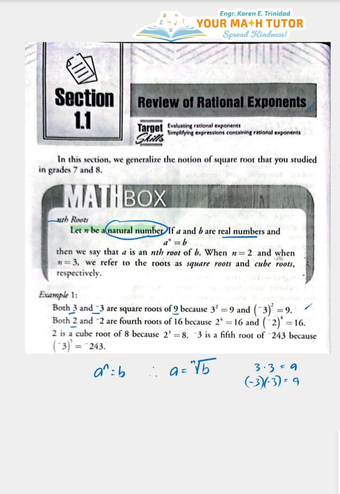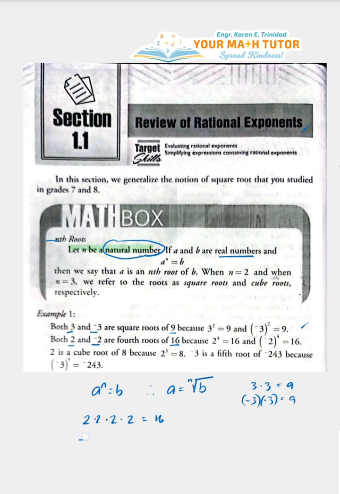Also, both 2 and negative 2 are fourth roots of 16 because 2 to the fourth, that's 2 times 2 times 2 times 2, is equal to 16. Also, negative 2 times negative 2 times negative 2 times negative 2 is equal to 16. That's negative times negative becomes positive, times negative becomes negative, times negative becomes positive. So that's also equal to 16.